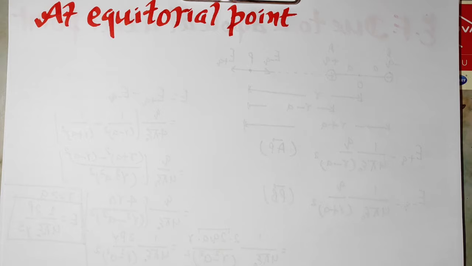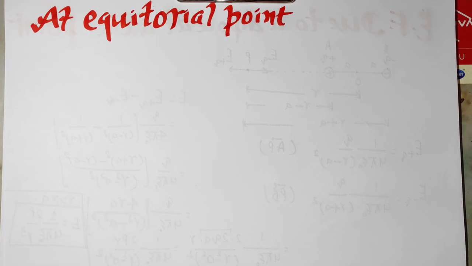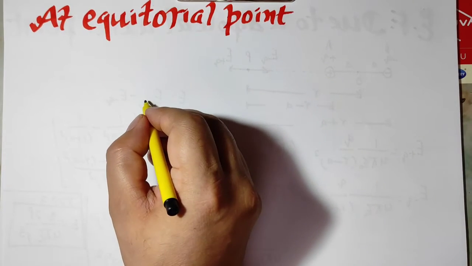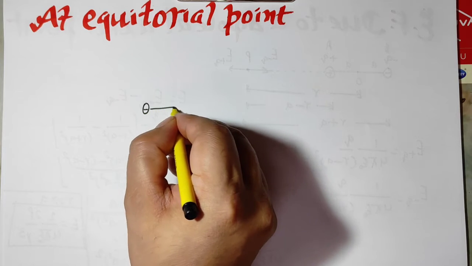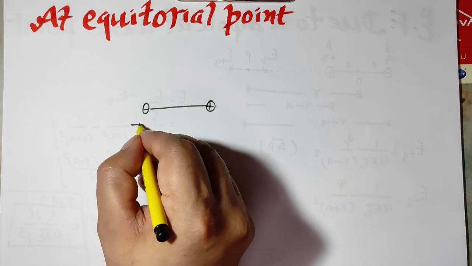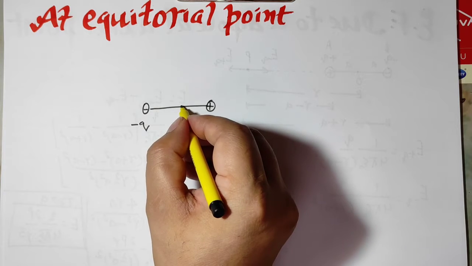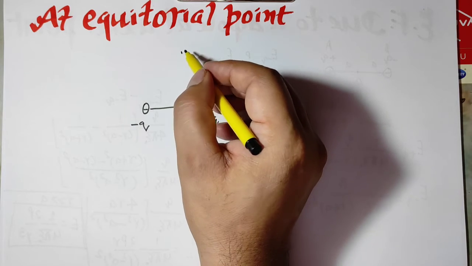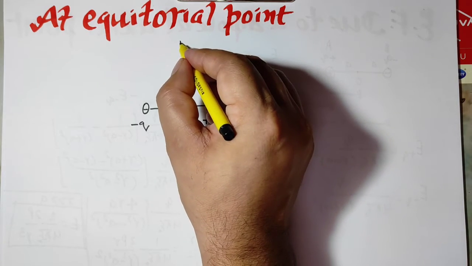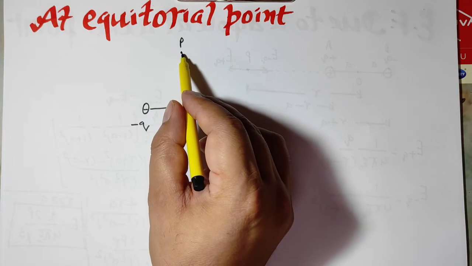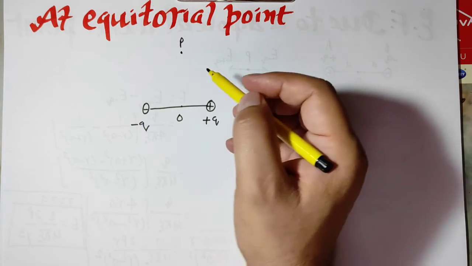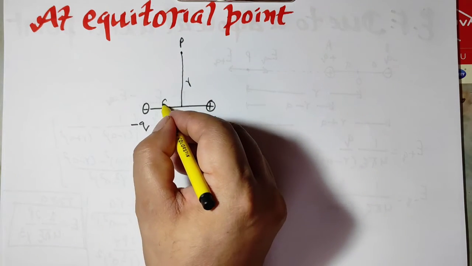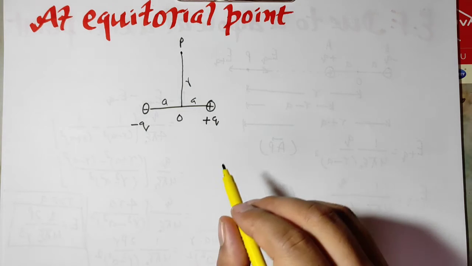Now we are going to find the electric field at the equatorial point. So what is an equatorial point? Sometimes it is also called broadside. We have a dipole, minus q and plus q. This is the center O, and this is the point at which we have to find the electric field due to this dipole. This point is at a distance r from the center. This is a, this is a, all standard things.